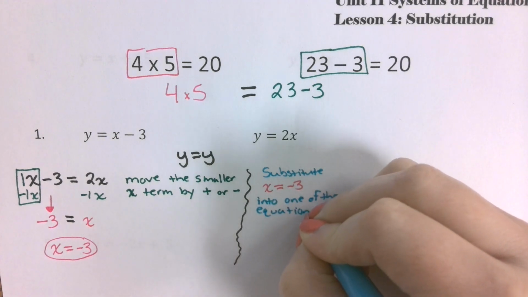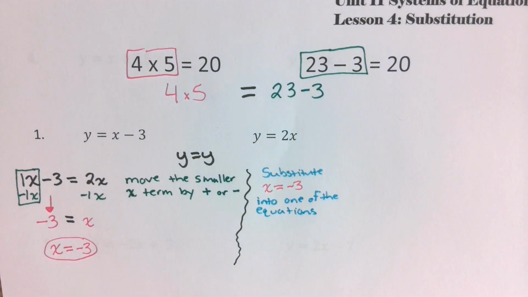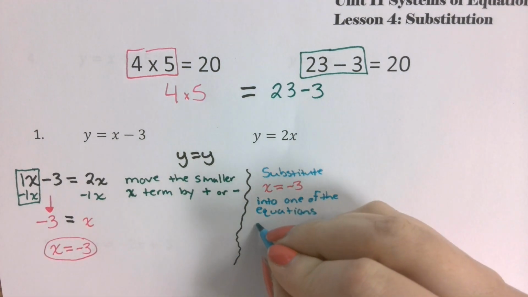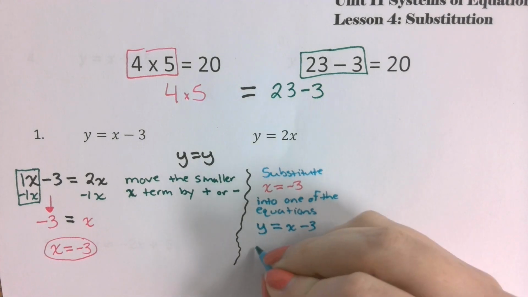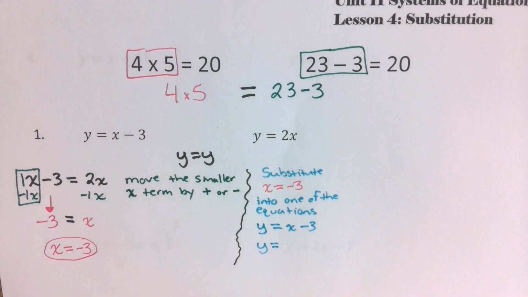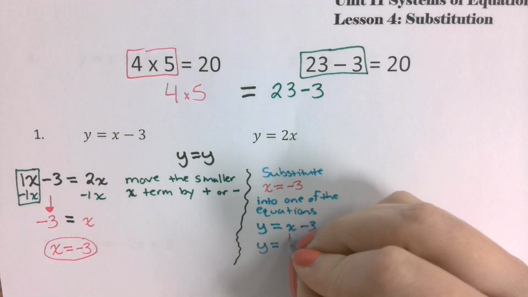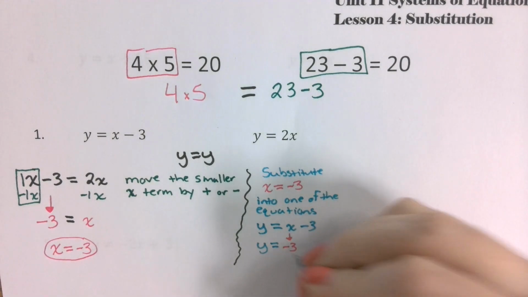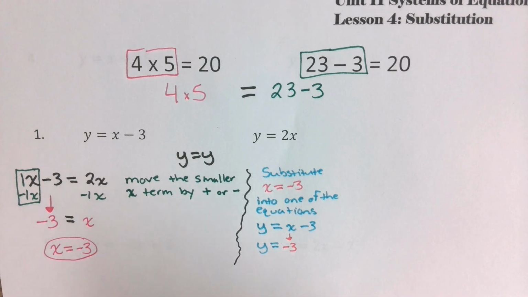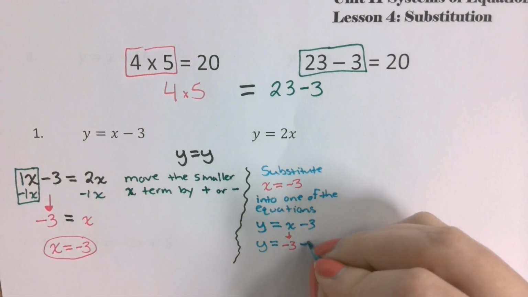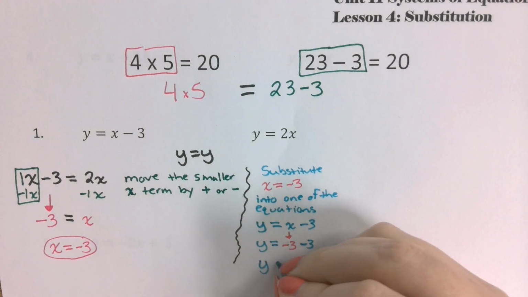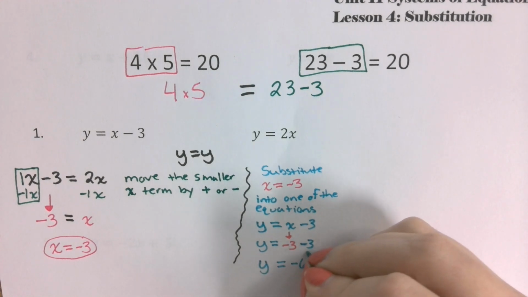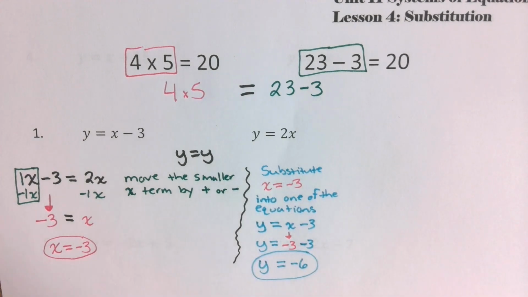And again, it does not matter which equation we choose as long as it's an original equation. So I'm going to go ahead and just go with the first one. I'm going to go with y is equal to x minus 3. And I'm going to replace the x again with a -3 because that's what we solved x to equal. So now we've got -3 minus 3. What's -3 minus 3? -6. So we now have y is equal to -6.